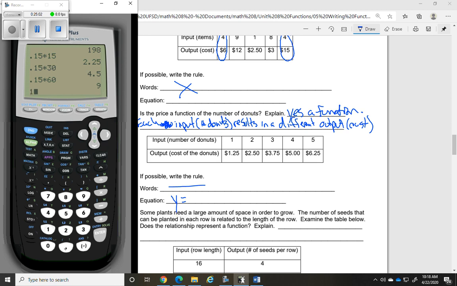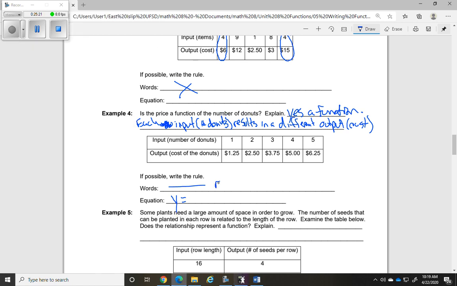Is it $1.25 for each donut? If I multiply by 2, I get $2.50. Is it $1.25? I'm just checking with the 3 donuts to make sure. It is. Each donut is $1.25. I am going to write some words.